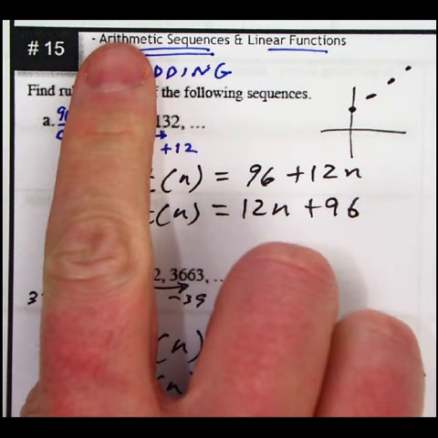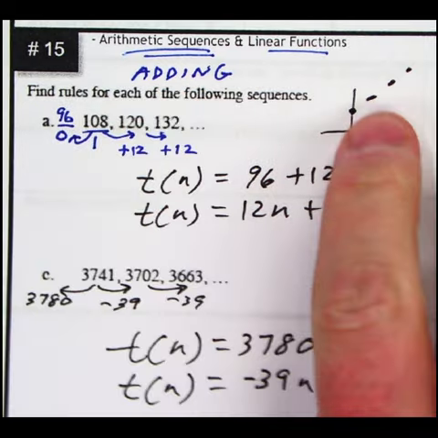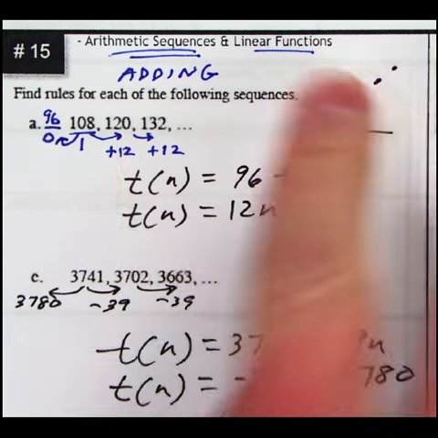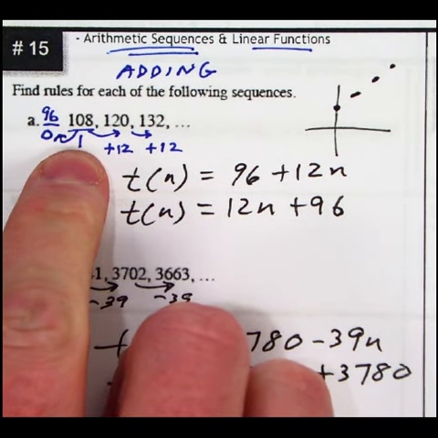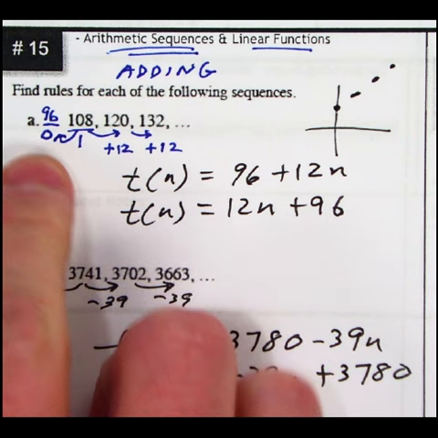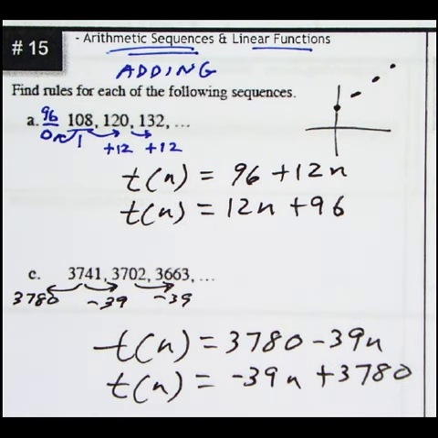Again, arithmetic is adding. The graph is discrete. It's a bunch of dots. You need to remember that t of 1 starts a sequence. Go back one spot, find the 0th term of the sequence, and write your equation.